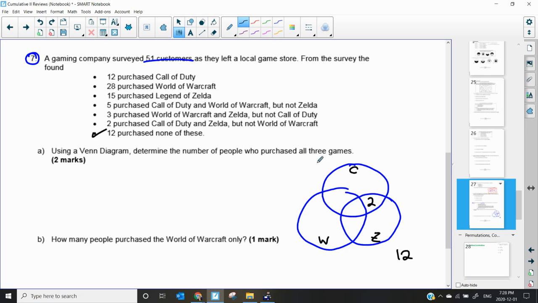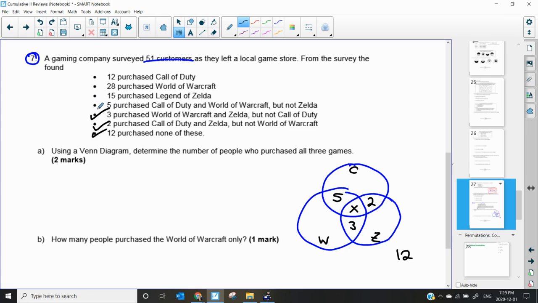We're also being asked how many purchased all 3 games, so we know that the center will be x. 3 purchased World of Warcraft and Zelda, but not Call of Duty, so that would be 3. And then 5 purchased Call of Duty and World of Warcraft, but not Zelda, so this would be 5.